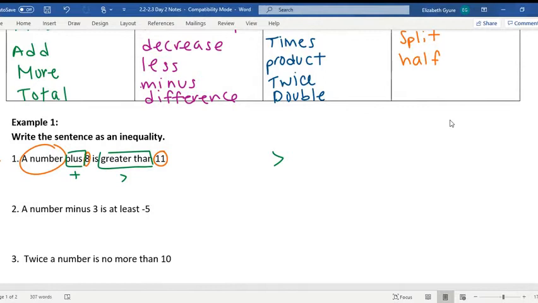A number plus 8 is greater than 11. So it wants you to start with a number, right? Does it specify? If it doesn't specify, what do we get to do? Yeah, we can use a variable. Pick any letter you want. I'll just use X. And then what are we doing with X? We're going to add 8 to it. So X plus 8 is greater than what number? 11. And we just needed to write these. We don't need to solve them, so we're done there.